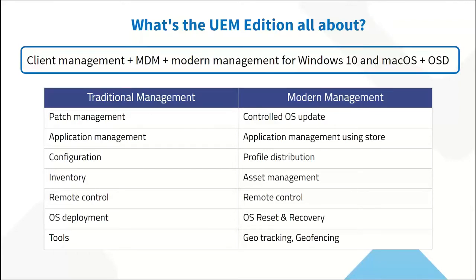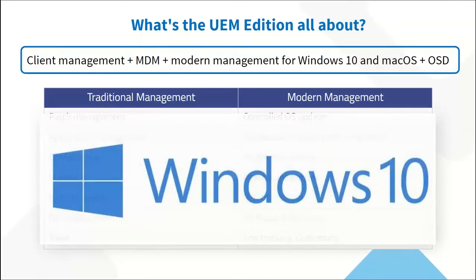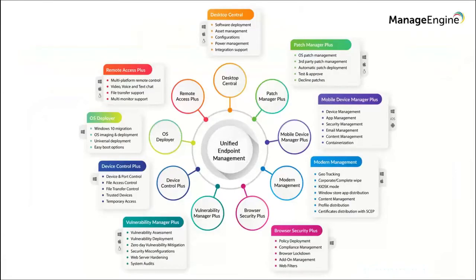Can you guess a popular operating system when I say modern operating system? I assume you guessed it right. Yes, Windows 10. Windows 10 is a classic example in which we can manage both traditional and modern. Desktop Central can manage both worlds, traditional and modern, from a single console.